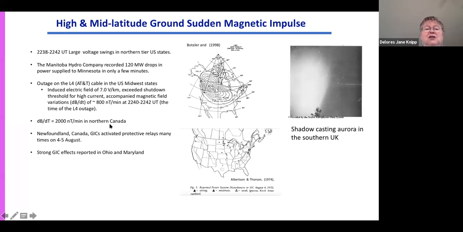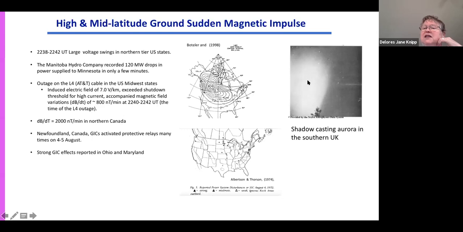So that got shut down and a huge investigation ensued to figure out what we were going to do about that. What do we really have to have in order to keep communication lines up? GICs, geomagnetically induced currents, activated protective relays. There's actually some discussion about some of the carbon blocks turning even more carbon during this time. That was, I think, in the Newfoundland area.